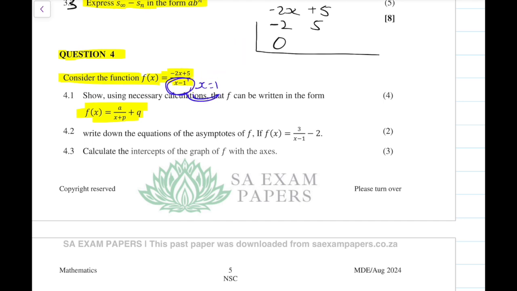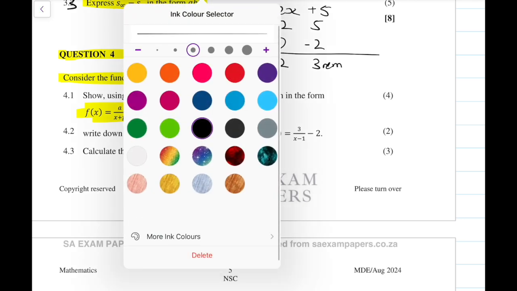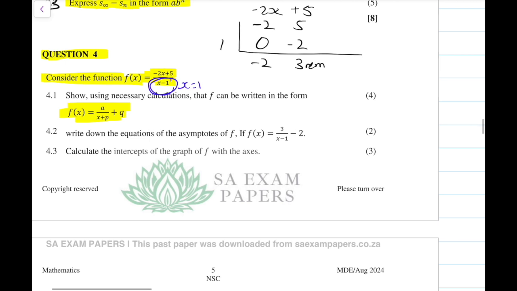And remember, for synthetic division, you're simply adding downwards. So minus 2 plus 0 is going to give me minus 2. Minus 2 times 1 is going to give me minus 2. Adding downwards here, I'm going to end up with a positive 3. And that's the remainder. Now the remainder always goes over the denominator. So your denominator is x minus 1, and your remainder always goes on top of it.